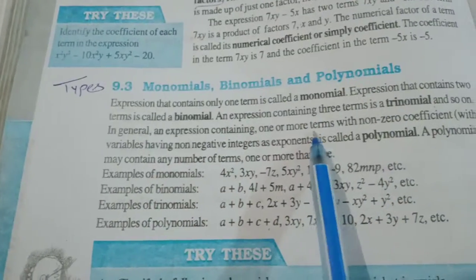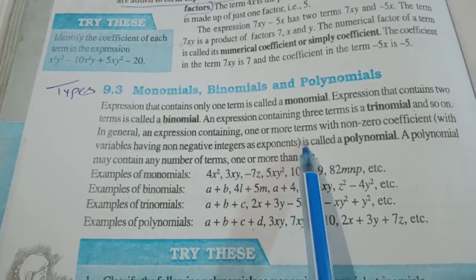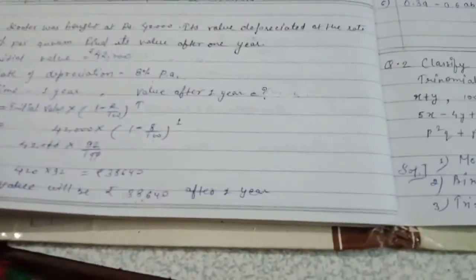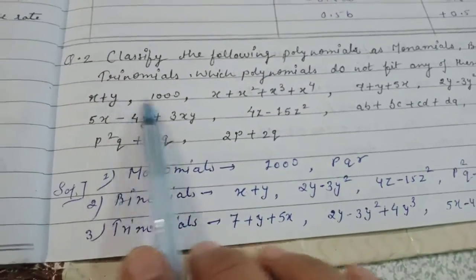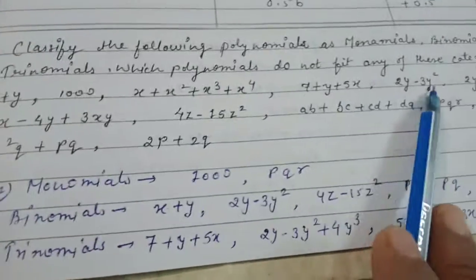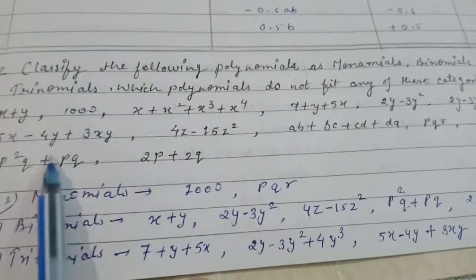So, dear students, you can easily understand monomial, binomial and trinomial. So, come to the exercise. Here, we have to find the monomials from this list. 1000. Yes, this is a monomial. Now, look here. Do fast.